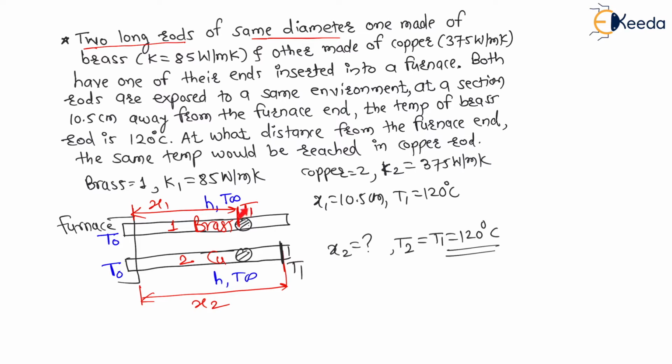Now my dear students, as long rods are given, for long rods we have seen the temperature distribution. Here we have written temperature T1 and temperature T2. Temperature at any location minus surrounding temperature, divided by base wall temperature minus surrounding temperature, is equal to e to the power minus mx, right?